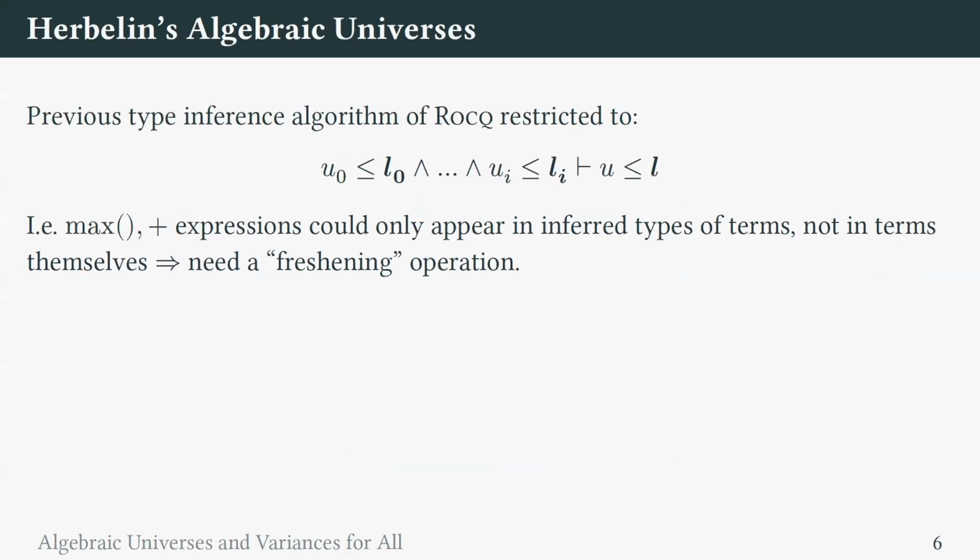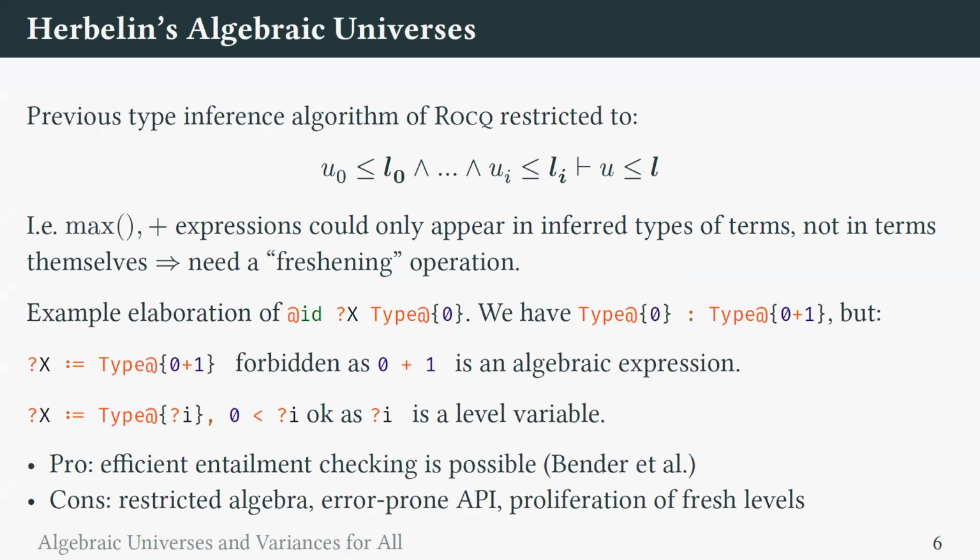The previous type inference algorithm of Rocq was actually slightly refined so that it did not handle all the possible constraints in this algebra. So you didn't get general constraints between two universes, but a universe on the left and a variable on the right. And through careful study of the type inference algorithm of Rocq, we could ensure this property that we only generate this kind of constraint. So the problem with this is that max expressions can only appear on the right of your typing judgment, and they cannot be put back in terms directly. You need a kind of freshening operation.